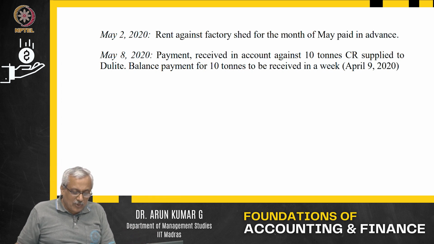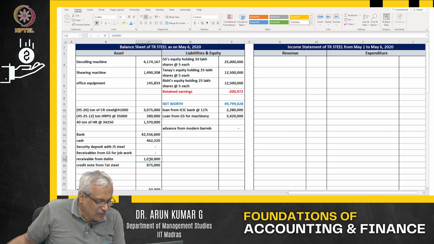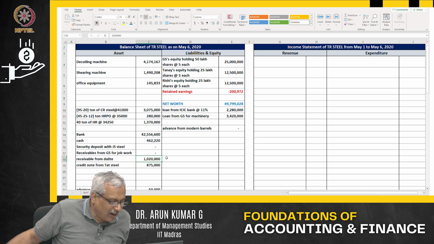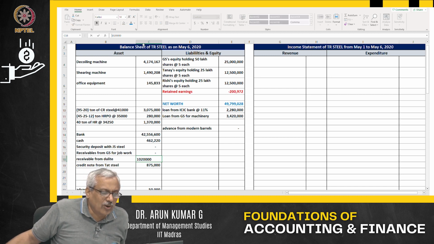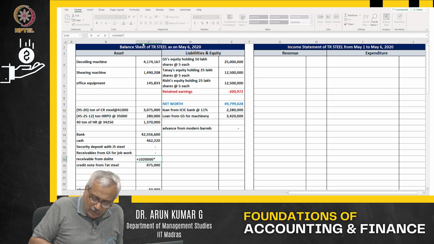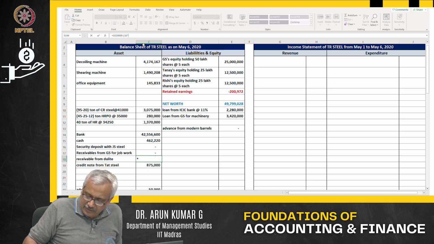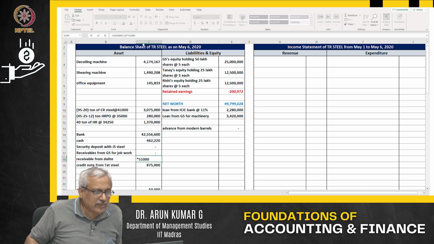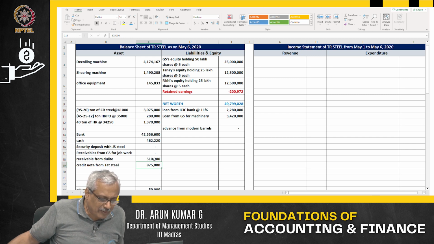So what happens with regard to your receivable from Dulite for 20 tons? You have received 50% of it, for 10 tons. That is what you call it as minus 10 into the value of the sale. The value of the sale was 51,000. This is the amount that you have received. So what is receivable from them has reduced.